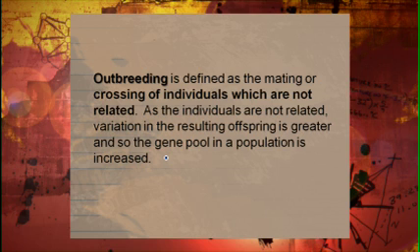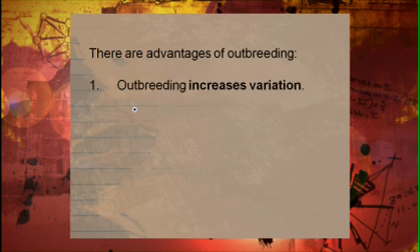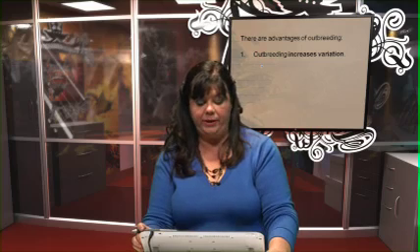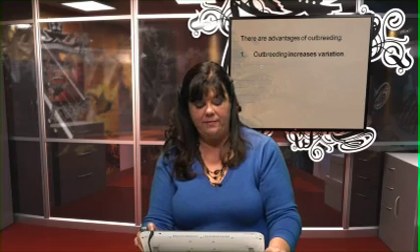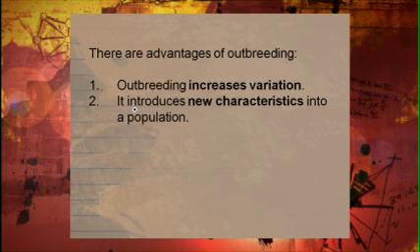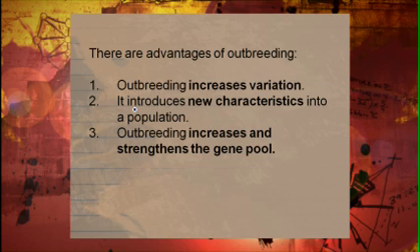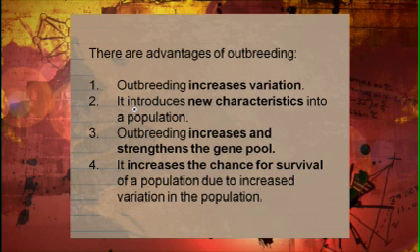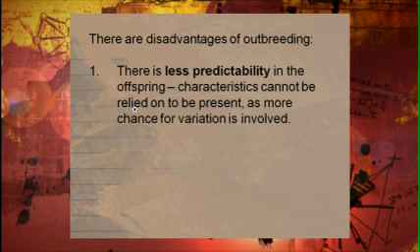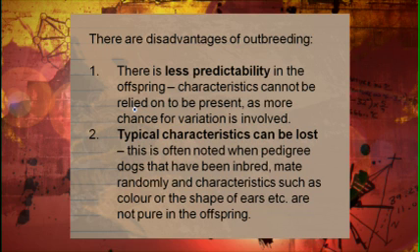Outbreeding, of course, is the opposite of inbreeding. It's the mating or crossing of individuals which are not related. The advantage of outbreeding is that it's going to increase variation. It's going to introduce new characteristics into a population, which will strengthen the gene pool and increase the chance for survival if that population is placed under environmental stress. Disadvantages: less predictability, and typical characteristics can be lost.